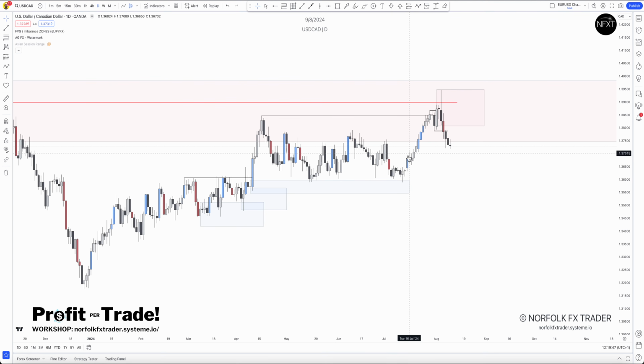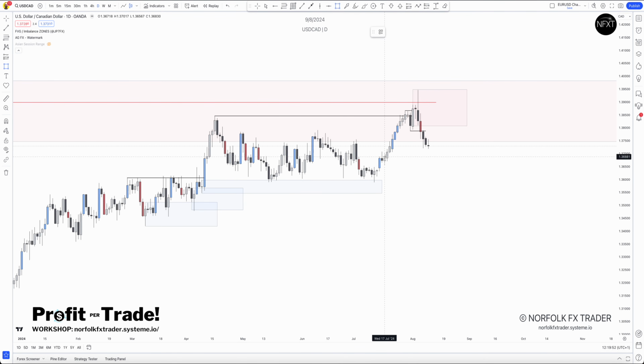Now we do have a rally-base-rally zone there where price may want to bounce from. It's not the area I'd look to trade from, but it's an area you can look for price to come to, to bounce off back to supply for a sell. That's the way we look at doing that with the markets. So that is the US dollar CAD.